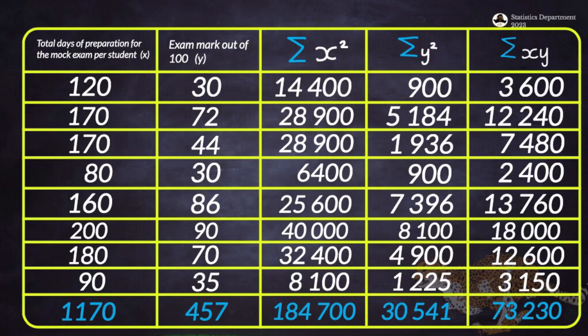So we can see 120 squared is 14,400, 170 squared is 28,900, 200 squared is 40,000. So just go on like that, and then you add all those values and get your sum. So that sigma that you see in blue at the header there, it basically talks about the sum.